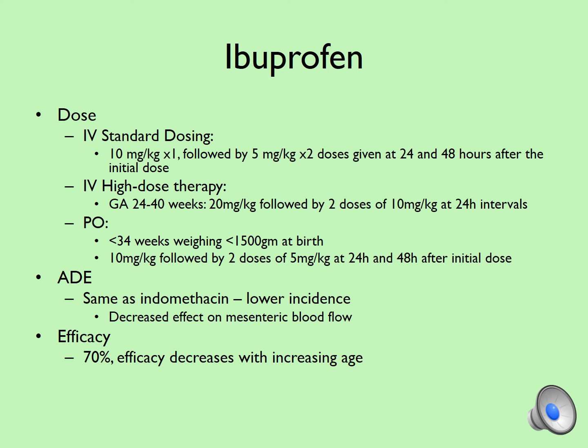The next drug that we can give is ibuprofen, and we can either give ibuprofen IV or PO. And again, the dosing is listed here on the slide. We'll typically give about 2 or 3 doses of ibuprofen. And again, the dosing does also depend on gestational age. The side effects are similar to indomethacin, but there's a lower incidence, and there is a decreased effect on mesenteric blood flow with ibuprofen. So this might be a preferred agent, just depending on the practice. Again, the efficacy is about 70%, and the efficacy decreases with increasing age.